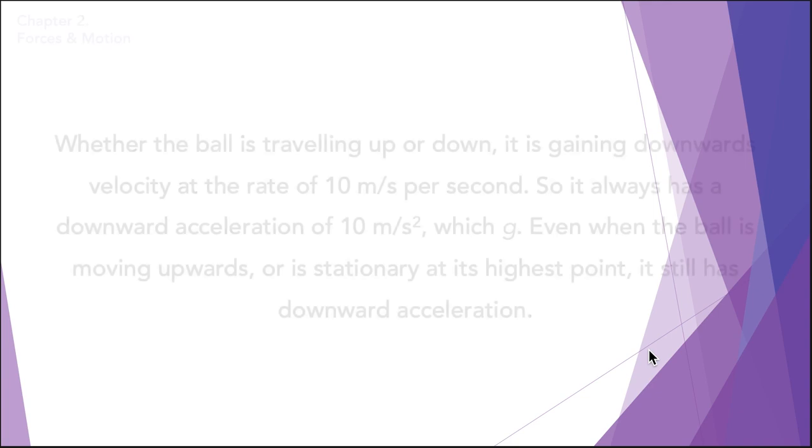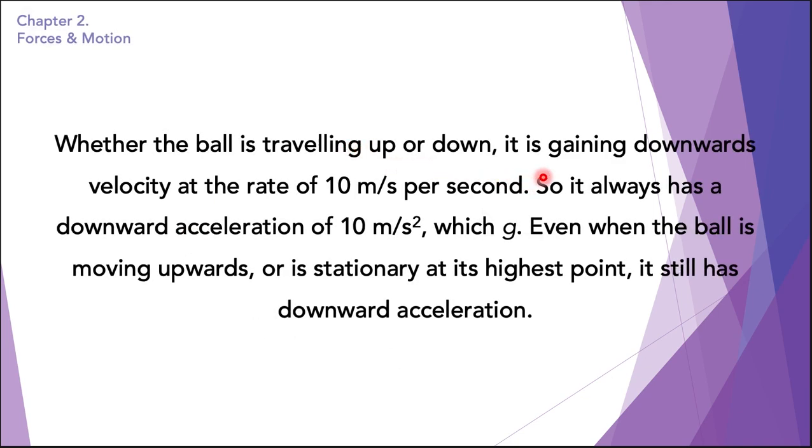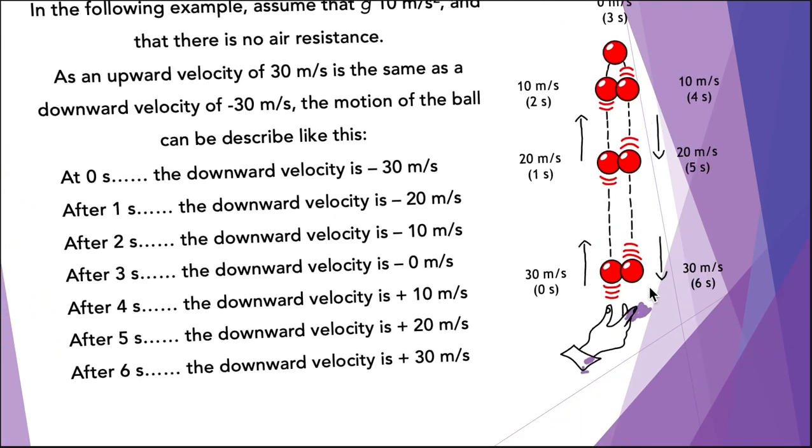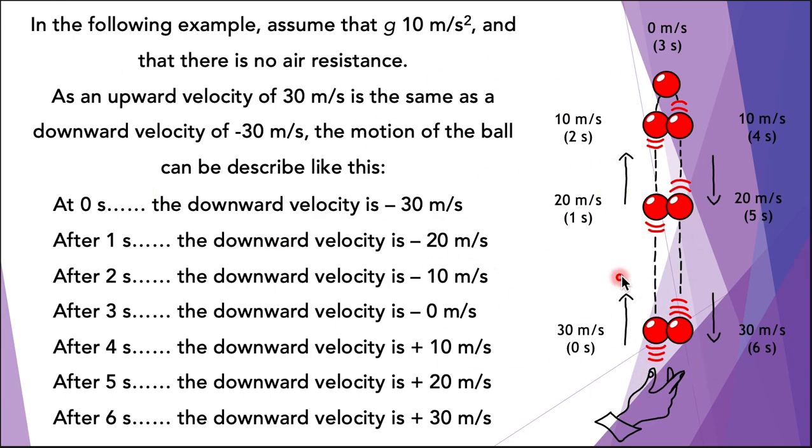So the thing is that whether the ball is traveling up or down, it is gaining downward velocity at the rate of 10 meters per second. So it always has a downward acceleration of 10 meters per second squared, which is g. Even when the ball is moving upwards or is stationary at its highest point, it still has downward acceleration. So this experiment is telling us that the ball, or any object, always has a downward acceleration, which is basically the Earth's gravitational field strength, which we call g. So g is the downward acceleration due to Earth.